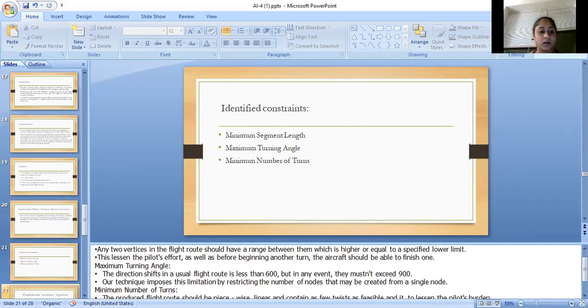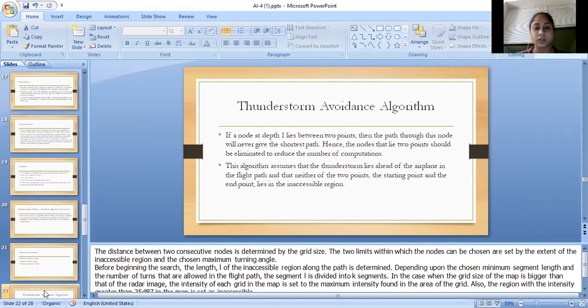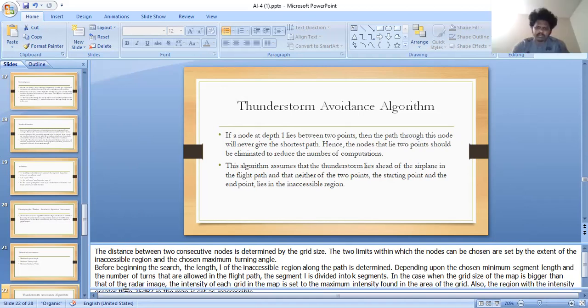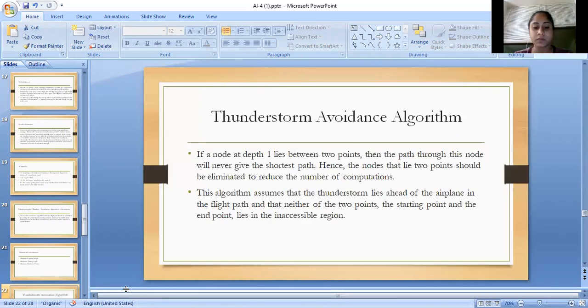Hello, Professor. My topic is about the thunderstorm avoidance algorithm. In this, the distance between two consecutive nodes is determined basically by the grid size. The two limits within the node can be chosen by the extent of the inaccessible region and the chosen maximum turning angle. Before beginning the search, the length L of the inaccessible region is determined depending upon the chosen minimum segment length and the number of turns that are allowed in the flight path. The segment L is divided into k segments.